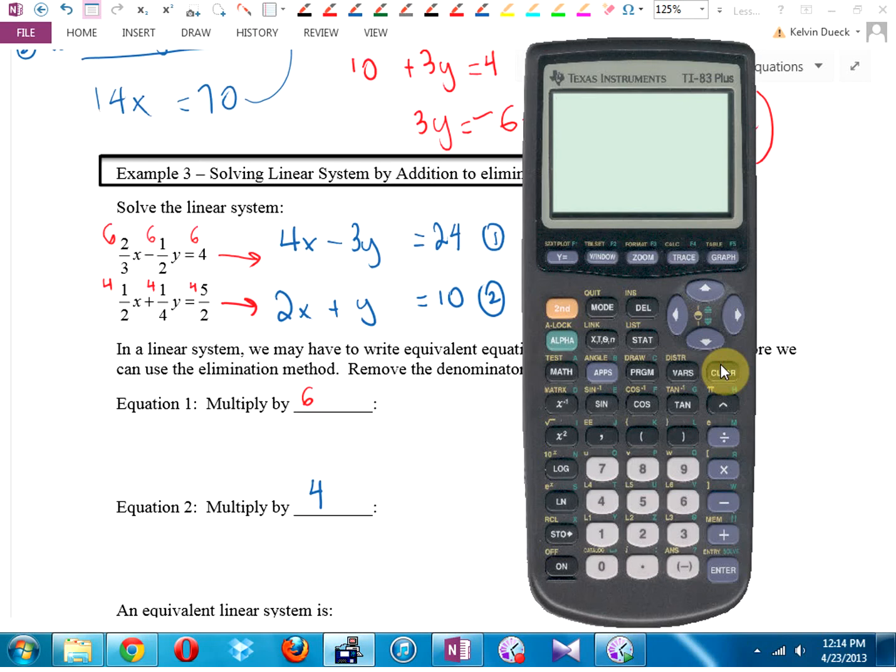How do I type 2/3? Either 2 divided by 3, or some of you may have a fraction button, that little A, B over C. I just use divided by. So it's going to be 2 divided by 3 times, now I'll put this in brackets. What was x? 27 over 5, close bracket, minus 1/2 times, put y in brackets. What was y? Negative 4 over 5. If I hit equals, what's that supposed to work out to? 4. Does it? Great.